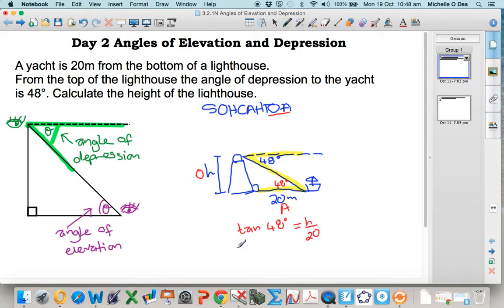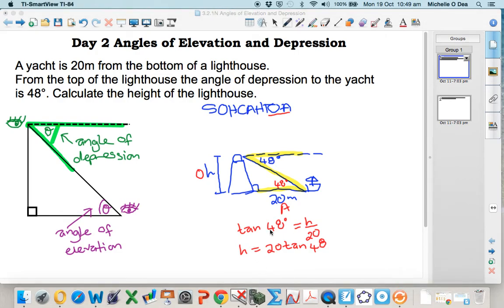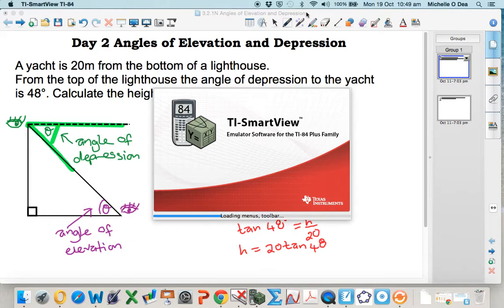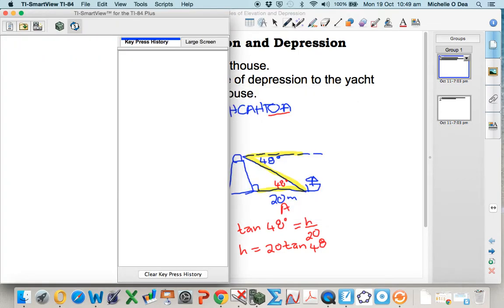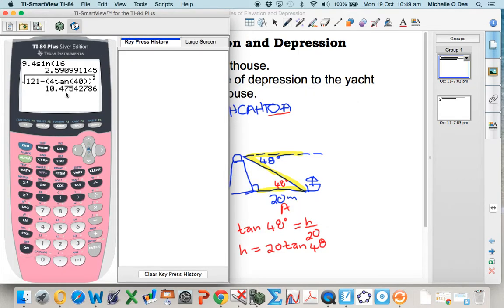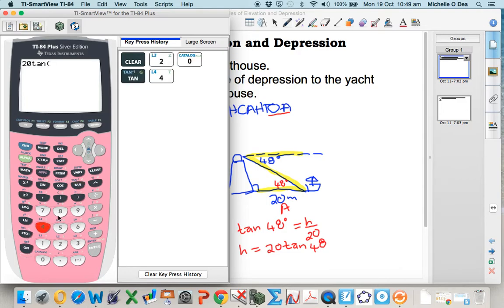Then doing some quick equation solving, h must equal 20 tan 48, and then we need the calculator to open for us. And then don't forget, always make sure your calculator is on degrees. If you get some weird answer, like a negative answer or a really small answer, then you probably need to go to mode. So let's pop that in. 20 tan 48.